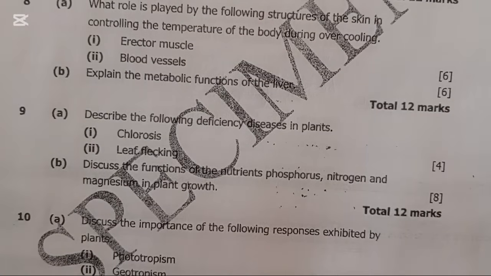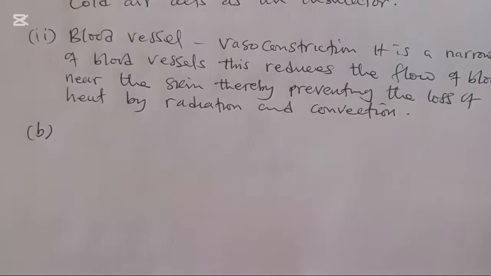Part B, explain the metabolic functions of the liver. So number one, the liver regulates the levels of glucose in blood. Number two, the liver produces bile, which is used for digestion. Number three, the liver detoxifies poisonous substances such as alcohol and drugs.